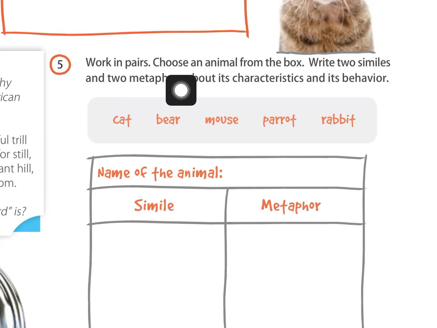Work in pairs. Choose an animal from the box. Write two similes and two metaphors about its characteristics and its behavior. Of this box, you are going to choose just one. Solamente uno, guys, okay? Just one. Cat or bear or mouse or parrot or rabbit. Just one of them.